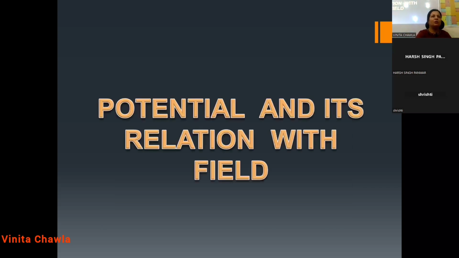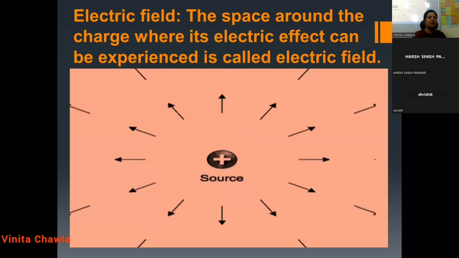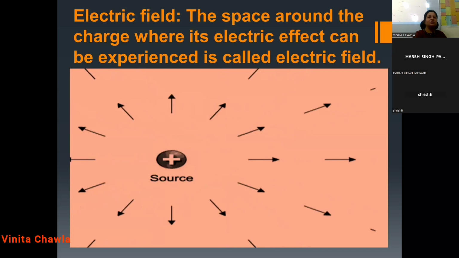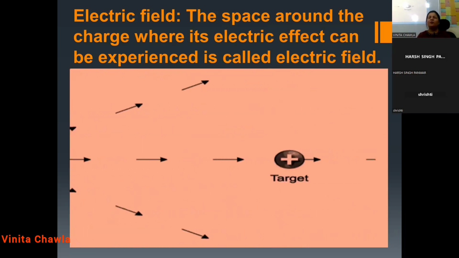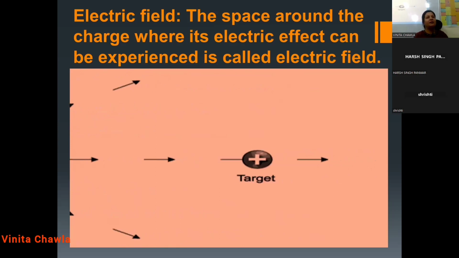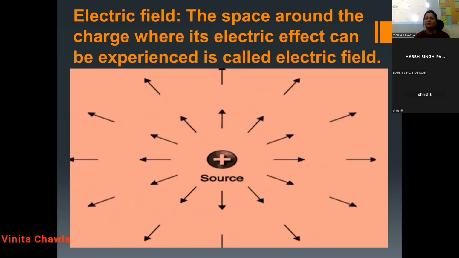So we have read about electric field. The word electric field means the space. So it is the space around the charge where its effect can be experienced. Okay. Suppose we have a source charge. So this is the field. These arrows indicate the field of source charge. So if a test charge enters the field of source charge, then force will be experienced by the test charge, and that force can be attractive or repulsive. That depends upon the nature of charges, right?